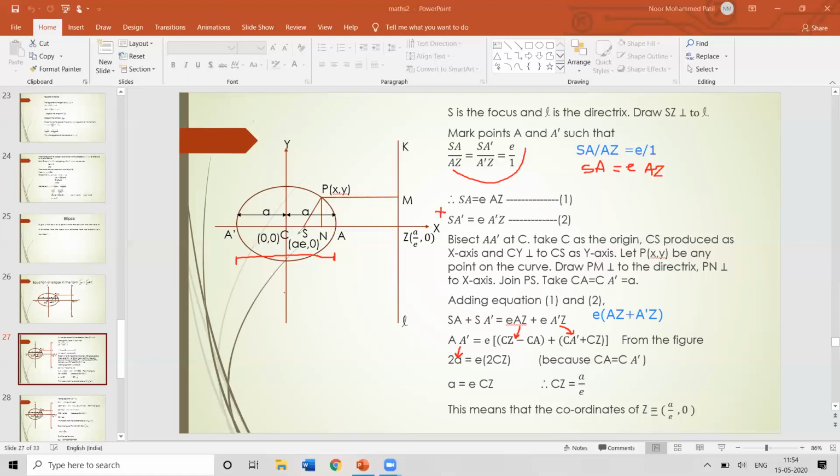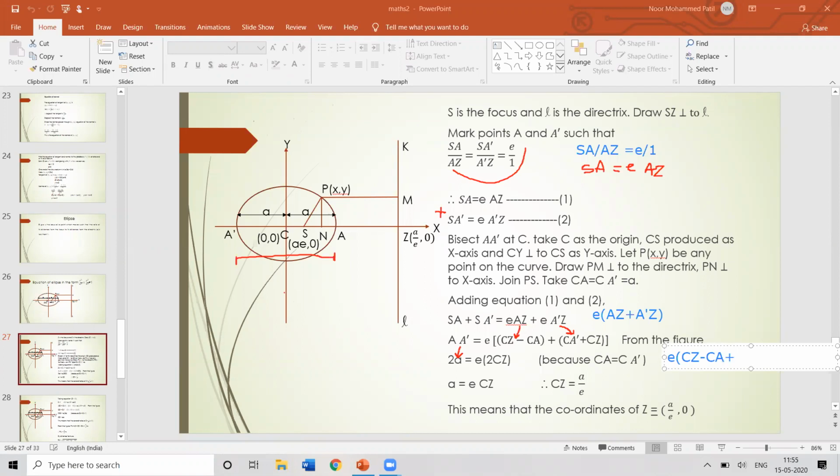As you already know, CA and CA dash are both equal. So here it gets cancelled. Here I'll write e in bracket (CZ minus CA). Anyhow, a plus sign is there, and here a plus sign is there, so the bracket we can directly open and write it.